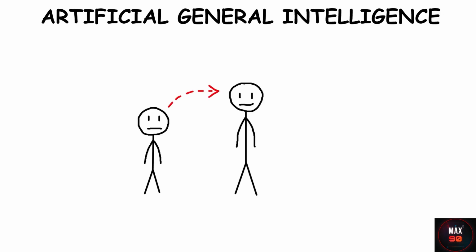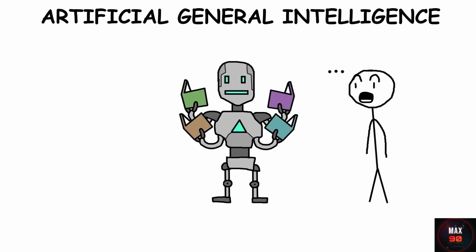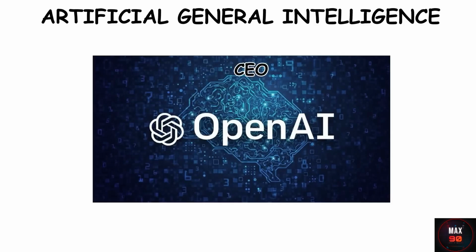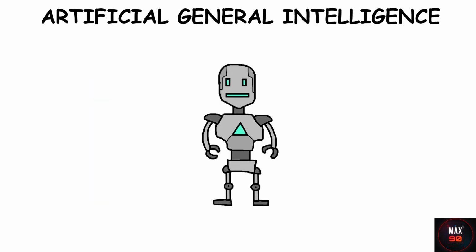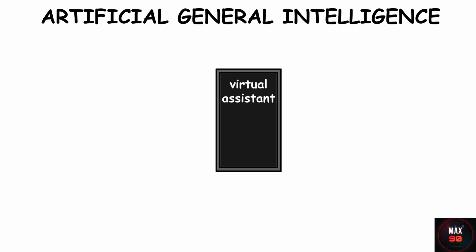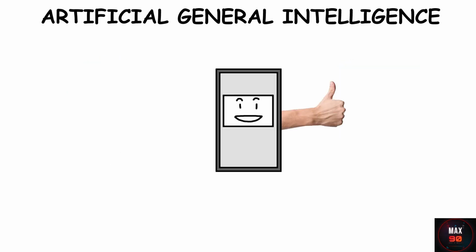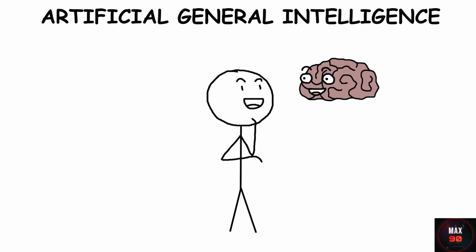The fact is that while it takes humans years to master new skills, AGI could do it thousands of times quicker. OpenAI's CEO, Sam Altman, even suggested that AGI could arrive as soon as next year. In practical terms, AGI could turn virtual assistants like Siri or Alexa into genuinely smart helpers, almost like a second human brain that's always there when you need it.